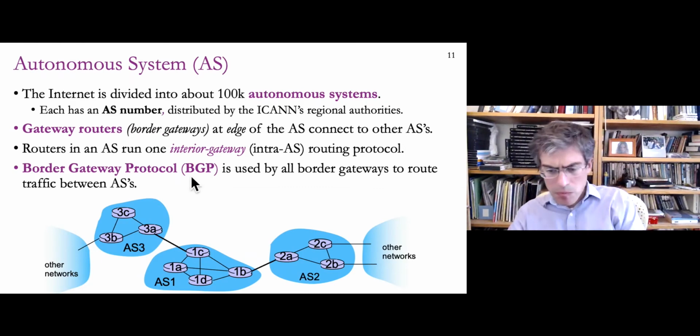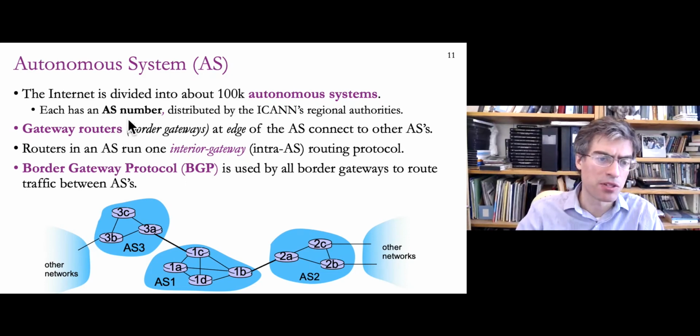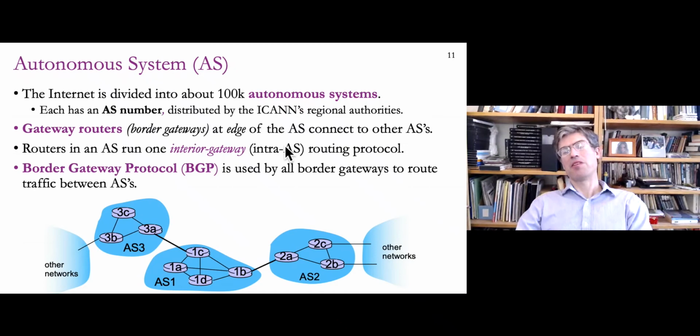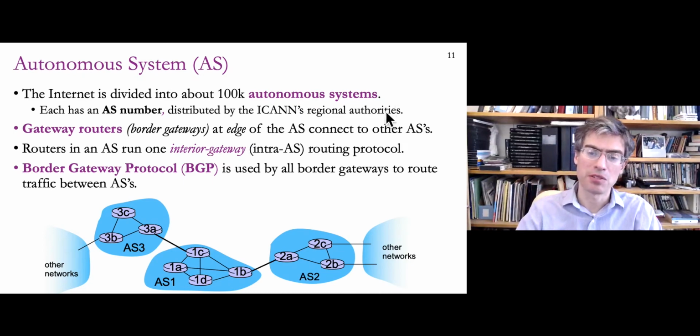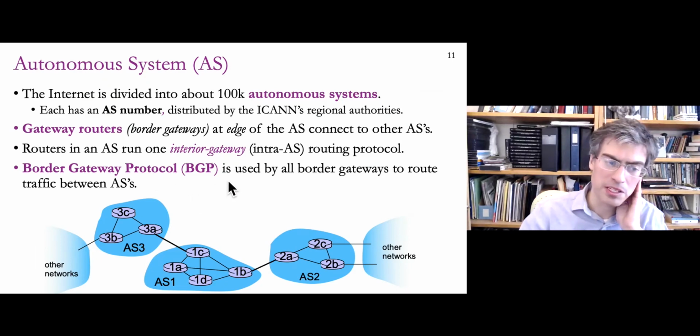So all these autonomous systems have numbers. We call them AS numbers, autonomous system numbers. These are distributed by the ICANN. Remember our friend, that global organization that distributes IP addresses and manages domain names. They also manage autonomous systems. And by getting an autonomous system number, you are able to participate in the Border Gateway Protocol, BGP, connect to other autonomous systems and have traffic routed to you and route traffic to neighbors.